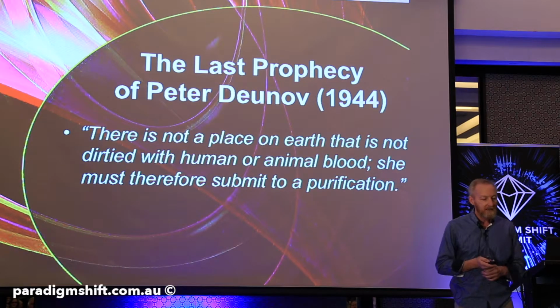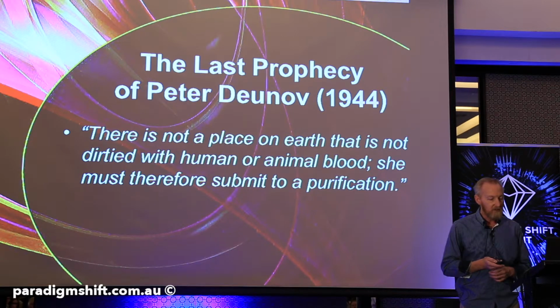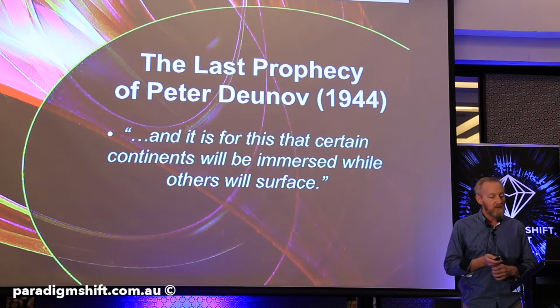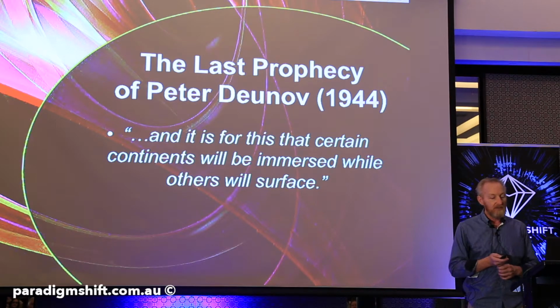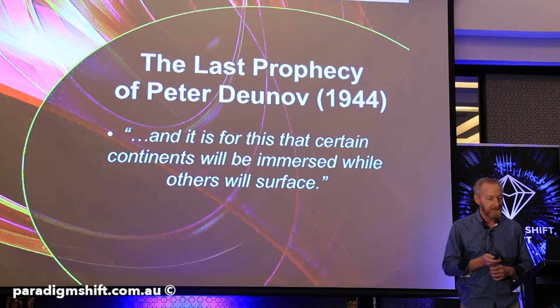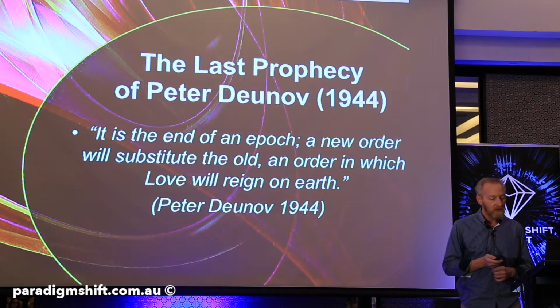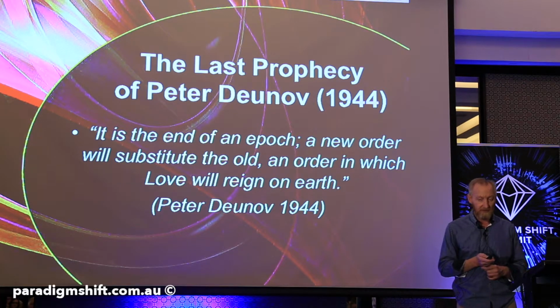There's not a place on earth that is not dirtied with the human or animal blood. She must therefore submit to purification. And it's for that reason that continents will be immersed while others will surface. It is the end of an epoch. A new order will substitute the old, an order in which love will reign on earth.